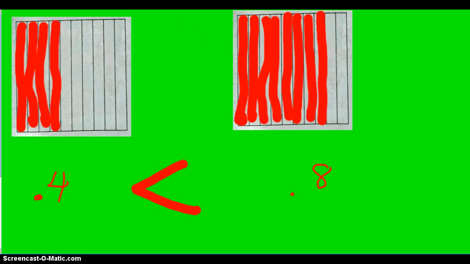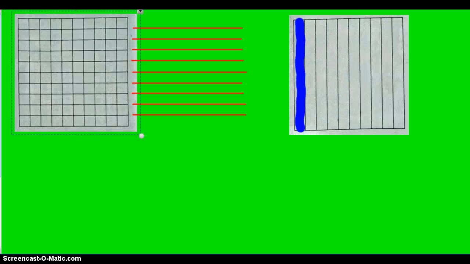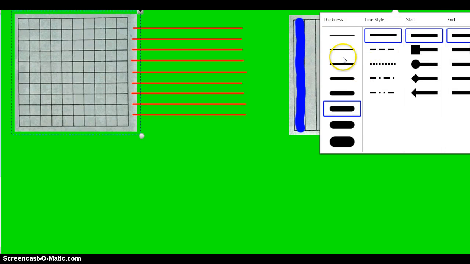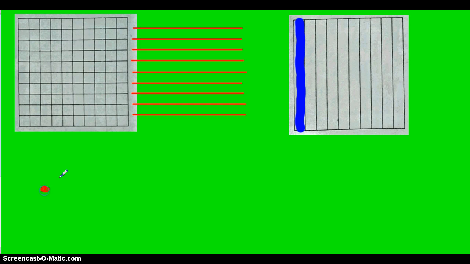Let's go on to something that's a little harder, though, and one of the things that students make a mistake on. So let's start comparing two amounts here, and let's say I had 18 hundredths, and I'm trying to compare that with 2 tenths.